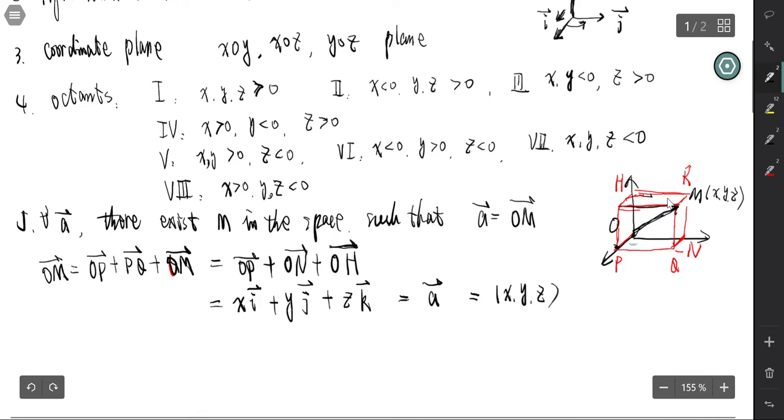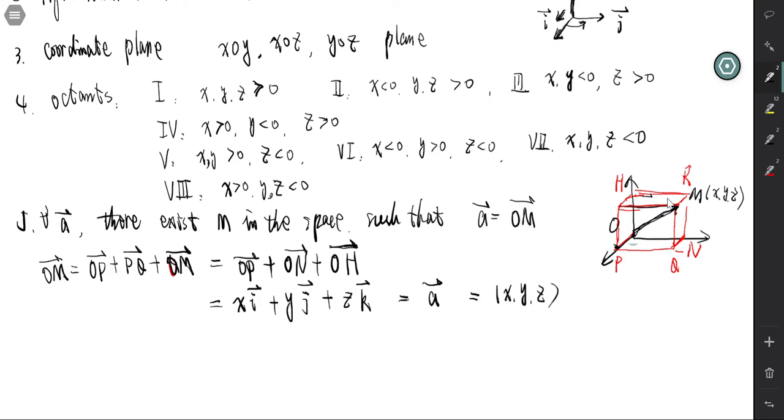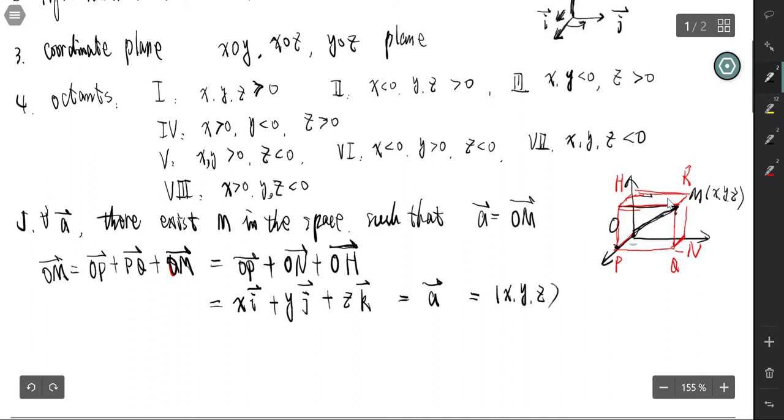Actually, any point in the space can represent a vector, and any vector can represent a point, because each point can form a vector from the origin, and the endpoint of the vector is the point. The coordinate of the vector is the same as the coordinate of the endpoint. So the coordinate always represents a vector or a point.